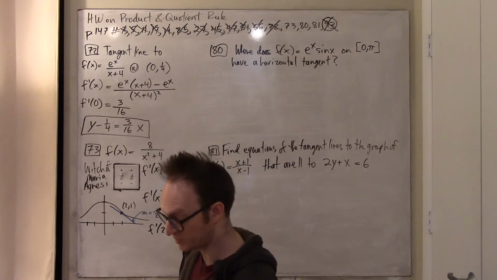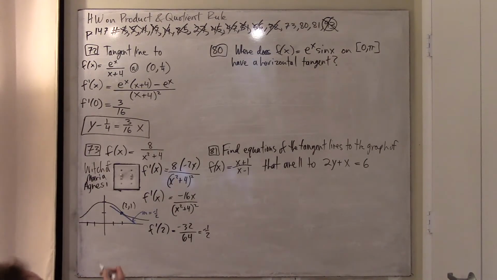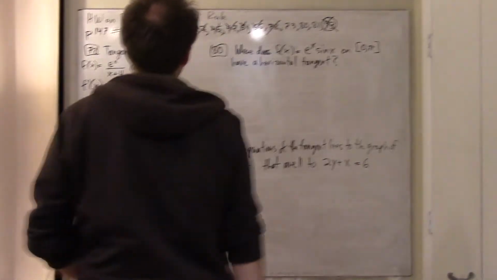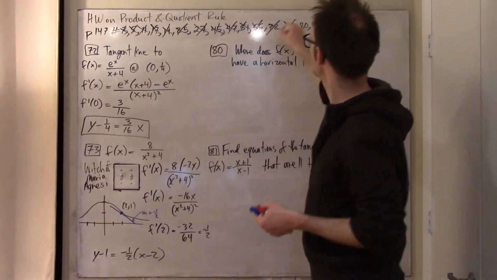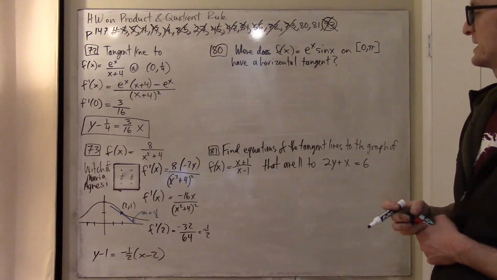So therefore, our goal is to write the equation of the tangent line. Let's do it. What do we get then? It's y minus 1 equals negative 1/2 times x minus 2. Okay, great. That was 73. 2 problems to go on this homework. This homework was very chill, actually.